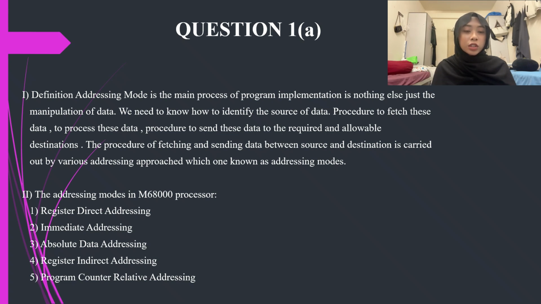The addressing modes in the M68000 processor. First, register direct addressing. Second, immediate addressing. Third, absolute data addressing. Fourth, register indirect addressing. Lastly, program counter relative addressing.